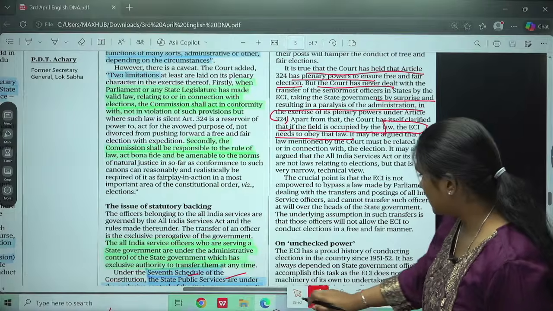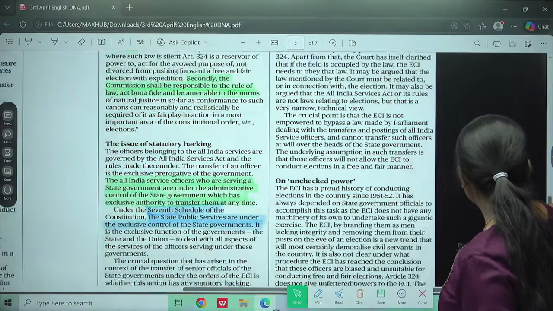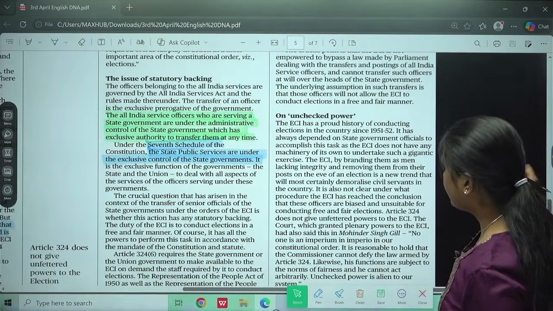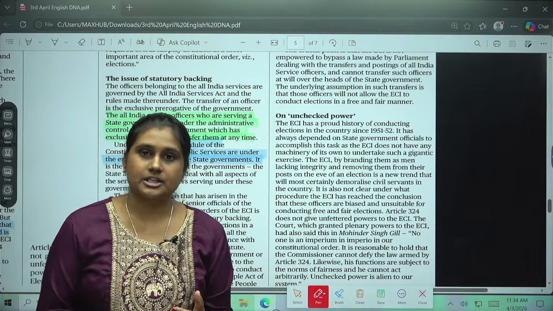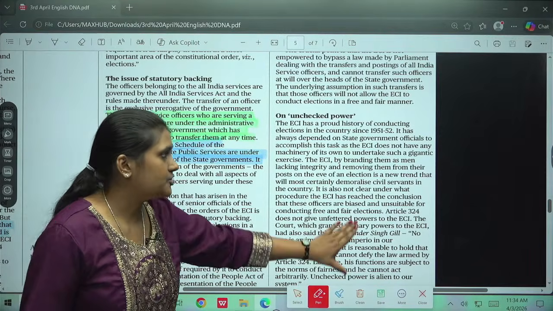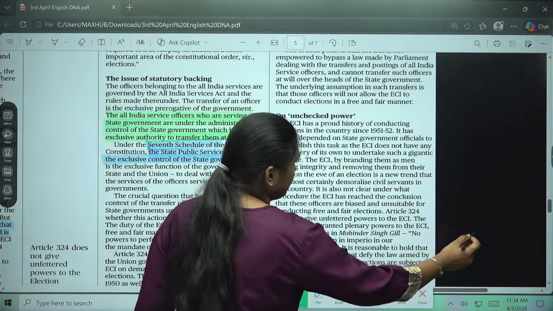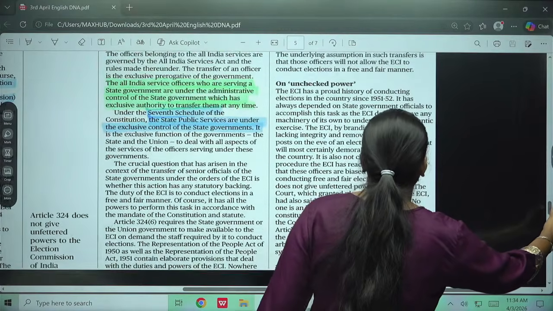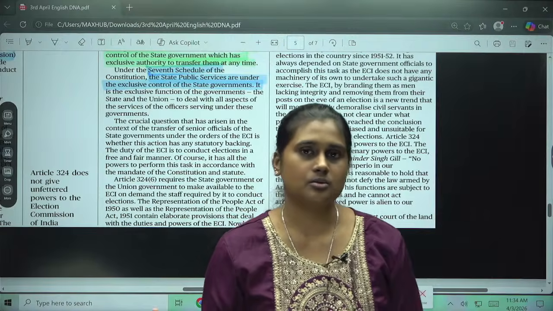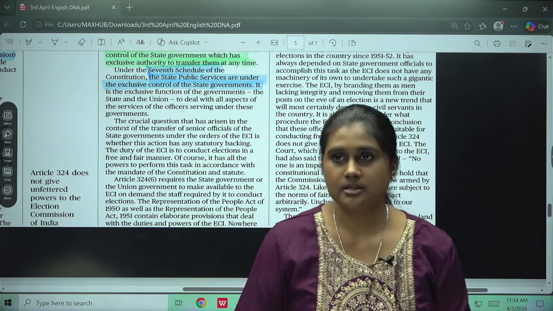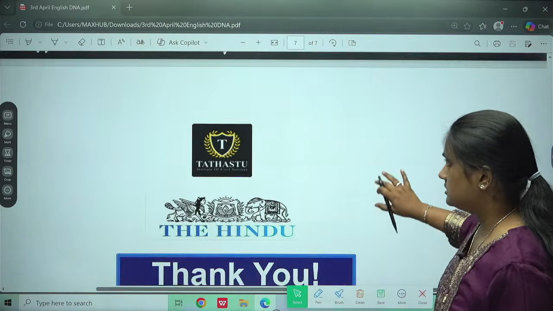And also the unchecked power: the ECI has been given the upper hand under Article 324, but it cannot always be used in a broad way. There are limitations also, and they are bound by them. That is what is mentioned here in this article, and it has been mentioned by the Supreme Court also. In case there is any unchecked power without any consultation, the court will intervene and strike it down. So that's it for the day. If you have any doubt, please let me know, otherwise we will wind up the session.